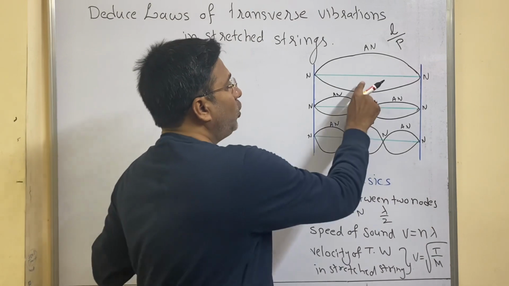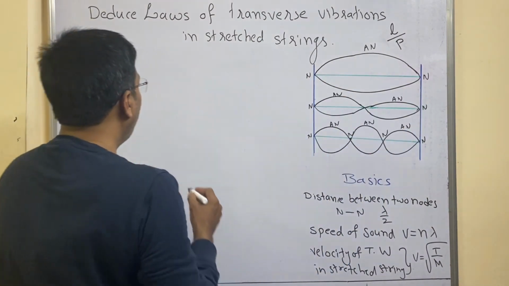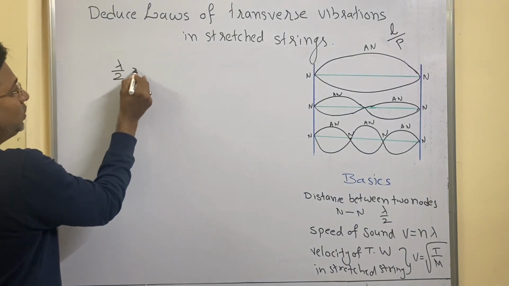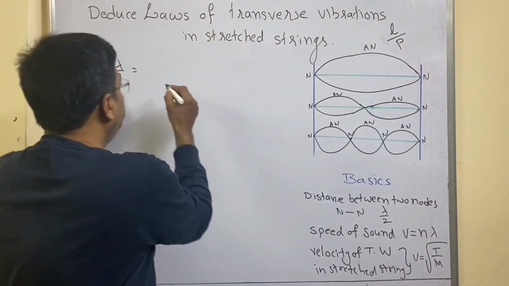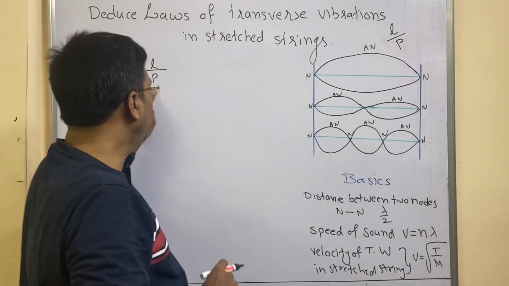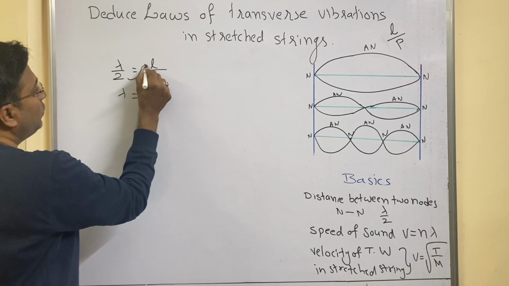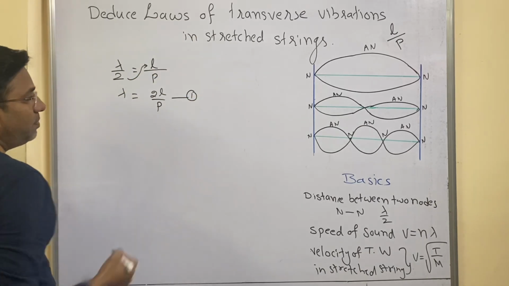So initially one loop is there and here we have two nodes. Therefore, distance between two nodes is how much here? Lambda by 2. So distance between two nodes is equal to how much? L by P, where P means number of loops. So from here we can get lambda equal to 2L by P. Make this equation number 1.